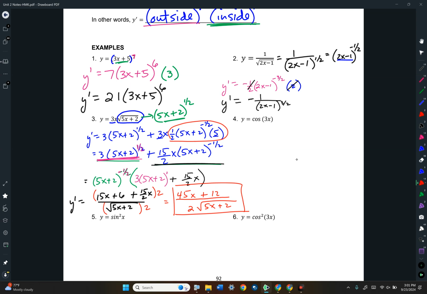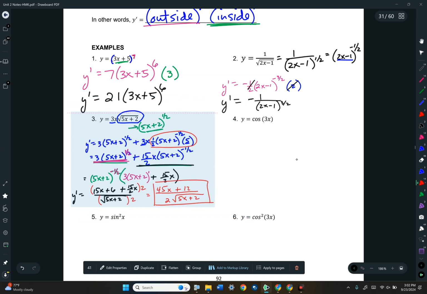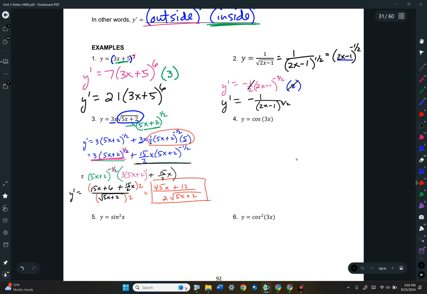So let's look at number 4. Now, I've done 3 examples that had a chain rule involved. None of them had trig. So let's talk about trig. Well, it's not a different rule if trig is involved, but sometimes it's hard to tell where the parenthesis is. So just make sure you can always identify that maybe sometimes hidden parenthesis.